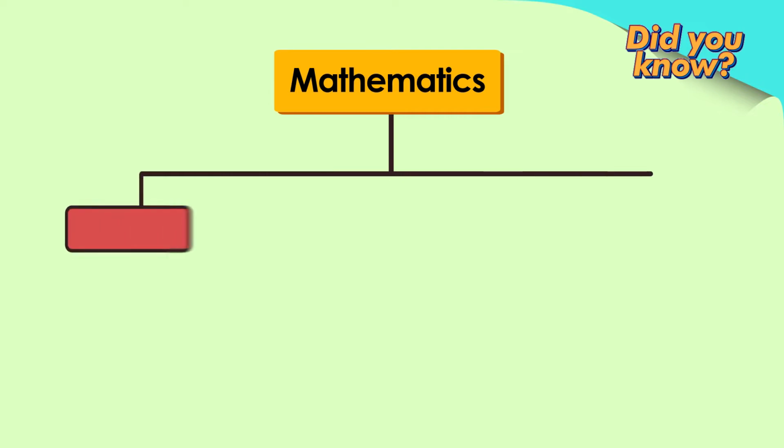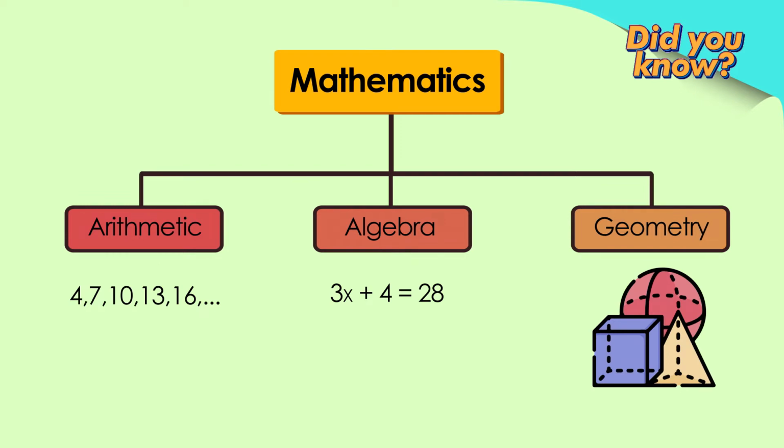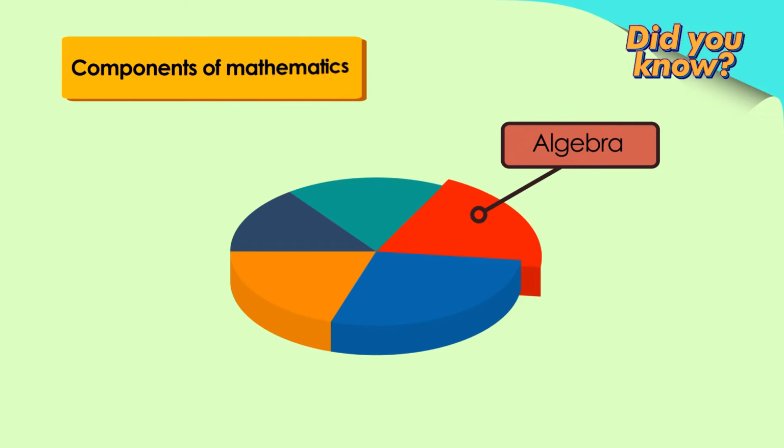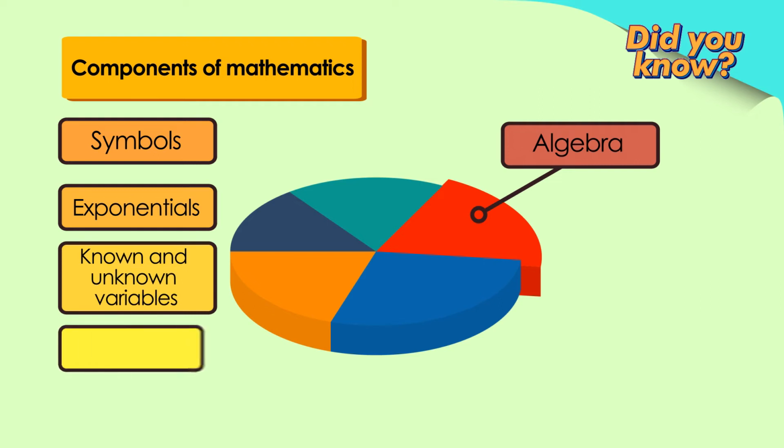Did you know? Mathematics is a subject that can be broadly divided into three significant branches: arithmetic, algebra, and geometry. Algebra is one of the oldest components in the history of mathematics. Algebra deals with the study of symbols, exponentials, known and unknown variables, and equations.